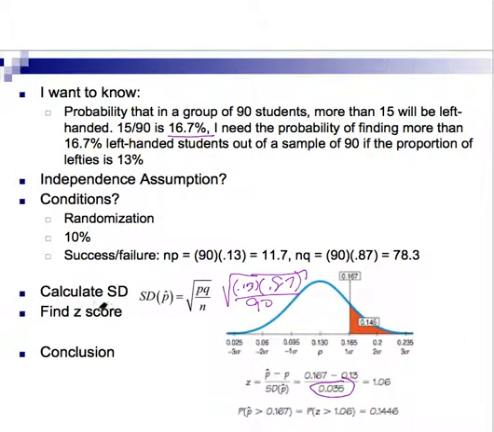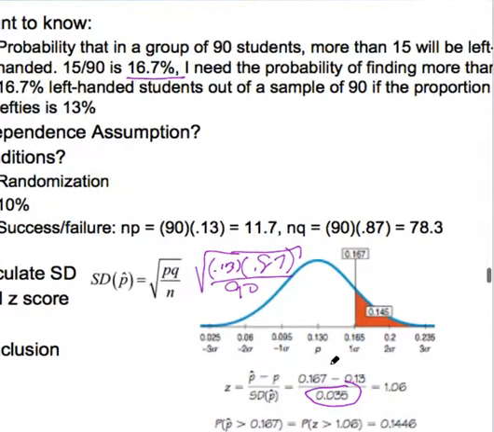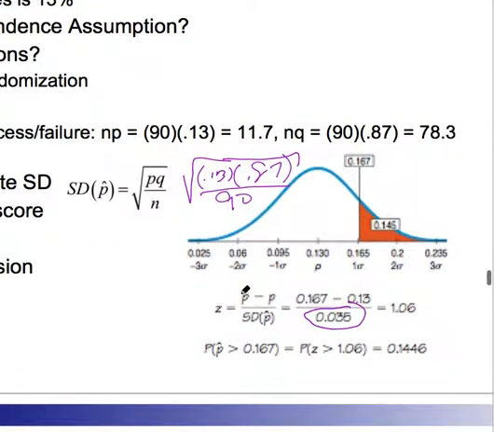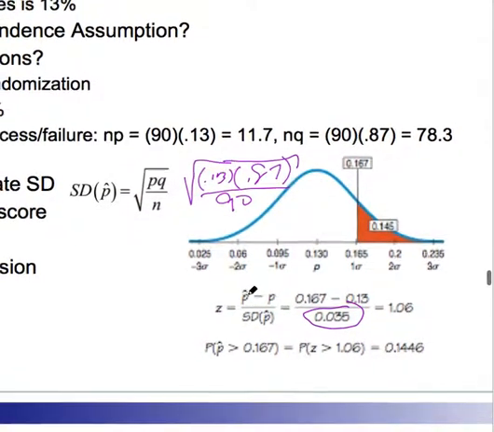The next thing I had to do is find the z-score because I want to know percentage-wise. I need the probability of finding more than 16.7% left-handed students. So I find the z-score. Down here, I'm looking for the z-score. So I have p hat.